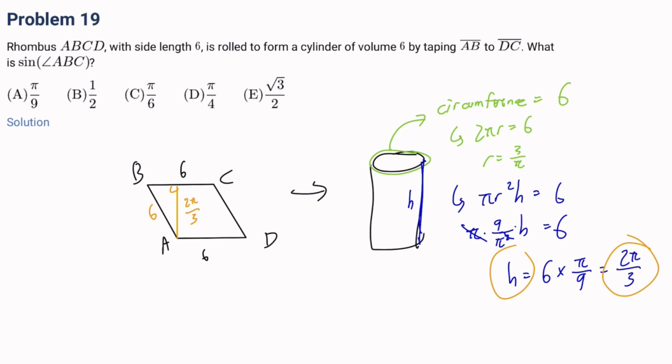And so sine of ABC equals 2 pi over 3 over 6. So this is 2 pi over 18, which is pi over 9, right? So this is our answer, pi over 9, it's A.